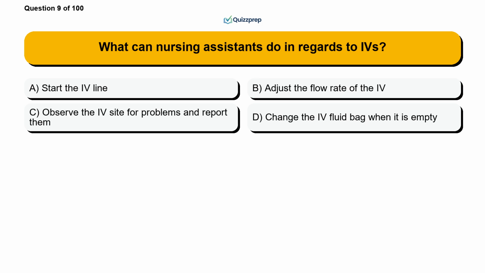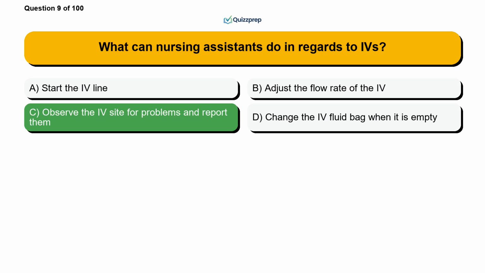Question 9. What can nursing assistants do in regards to IVs? Option A, start the IV line. Option B, adjust the flow rate of the IV. Option C, observe the IV site for problems and report them. Option D, change the IV fluid bag when it is empty. The correct answer is option C, observe the IV site for problems and report them.